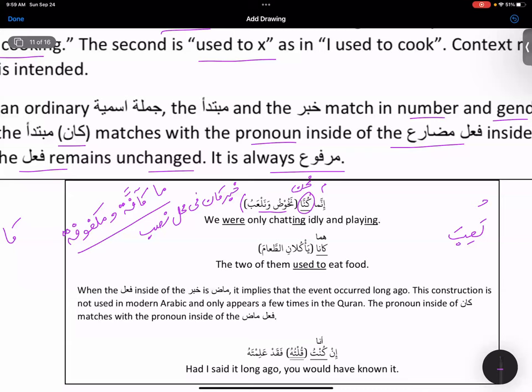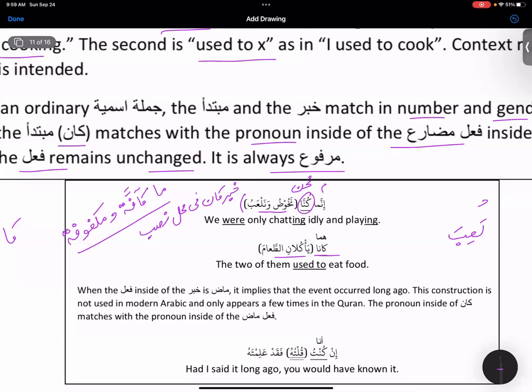Okay, next one. Kana ya'kulani ta'ama. So this is talking about Hazrat Maryam alayhi salam and Hazrat Isa alayhi salam, that both of them used to eat. So they were normal. Allah subhanahu wa ta'ala is refuting the idea that they are worshipped or that they are any part of God. So they were human beings.